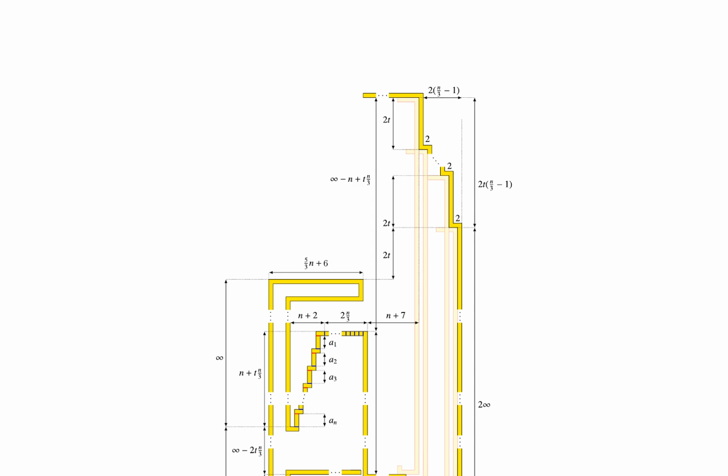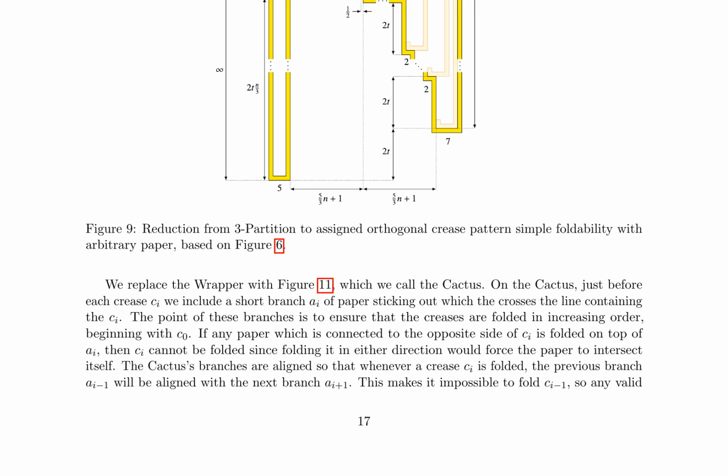The alignment of the cactus's branches is crucial, as it guarantees that whenever C is folded, the previous branch IO1 will be aligned with the next branch IO plus 1. This alignment makes it impossible to fold C1, thereby ensuring the validity of the folding process. The cactus construction is a key component in reducing 3-partition to assigned orthogonal crease pattern simple foldability, enabling the exploration of complex folding patterns with arbitrary paper.